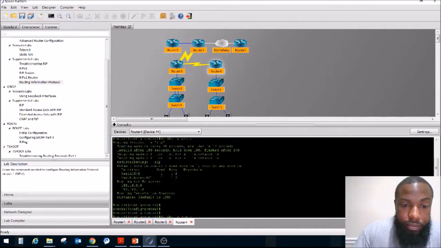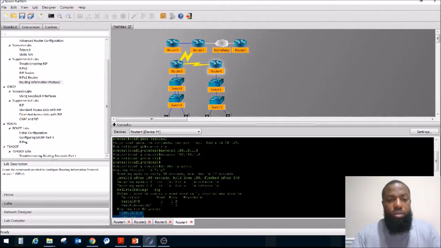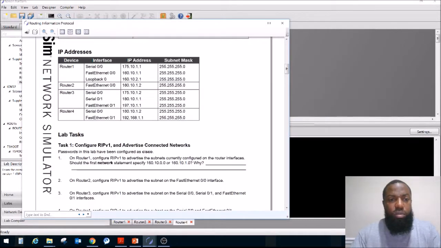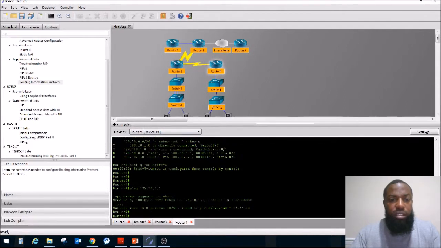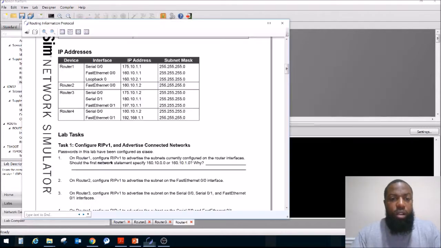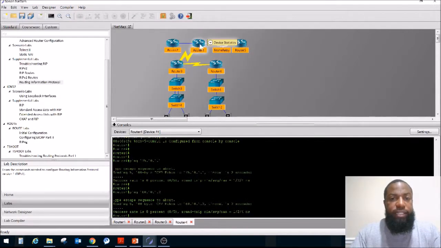Router 4. We are routing for those networks. 180.10.1.0. That's really interesting. That means, okay, I believe those are correct. So let's go to router 1 and fix this guy. Let's fix that guy right there. 175.10.1.1. So we're gonna go to router 1 and fix that.